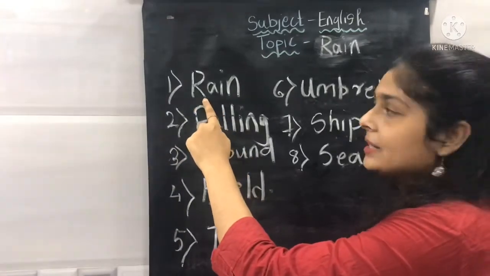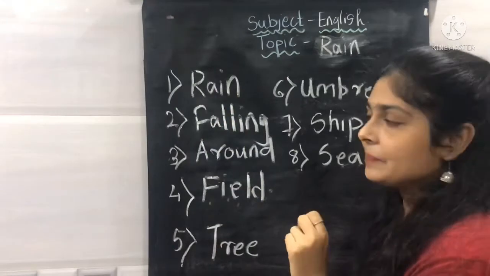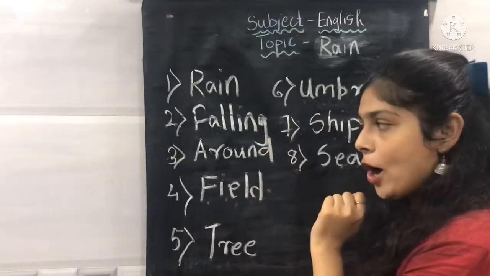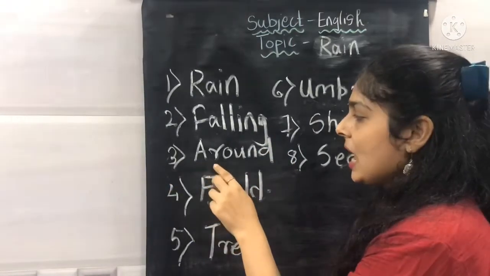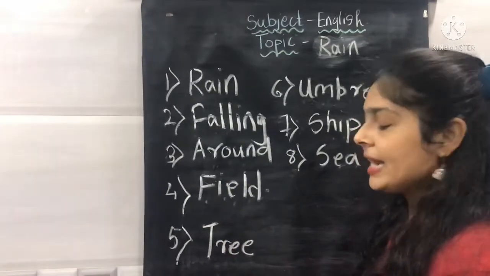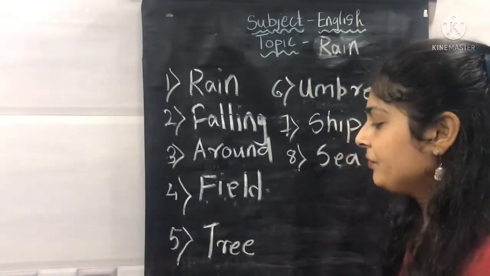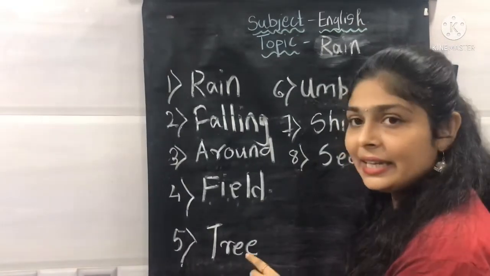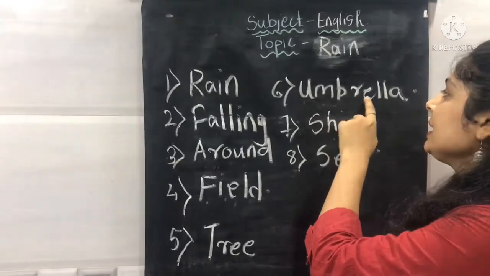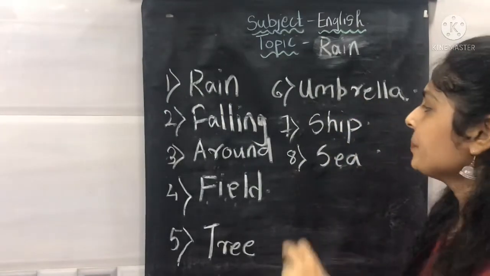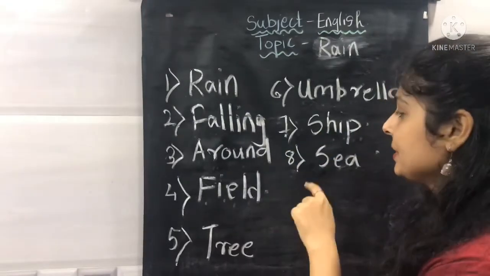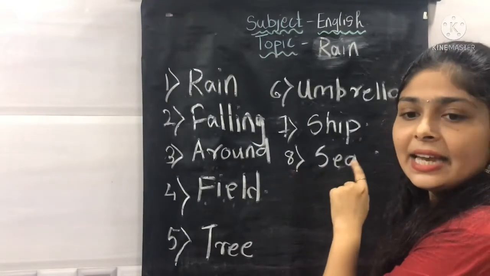Okay, once again we will read these spelling words. First is rain, R-A-I-N. Second, falling, F-A-L-L-I-N-G. Third, around, A-R-O-U-N-D. Fourth, field, F-I-E-L-D. Fifth, tree, T-R-E-E. Sixth, umbrella, U-M-B-R-E-L-L-A. Seventh, ship, S-H-I-P. Eighth, sea, S-E-A.